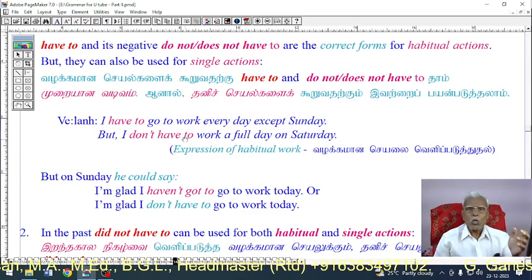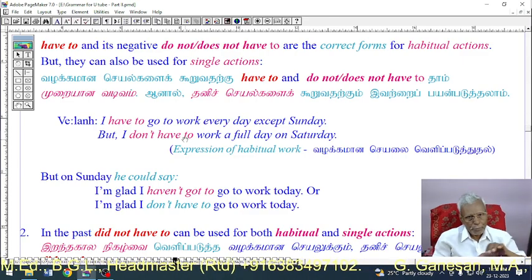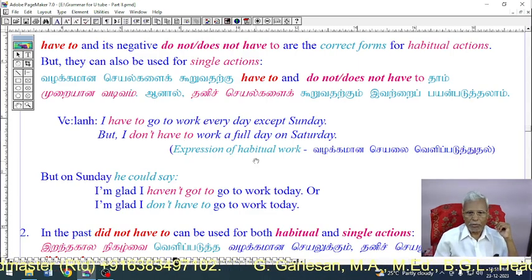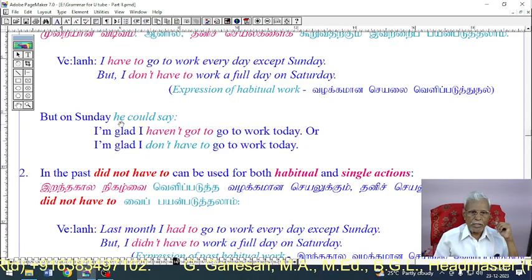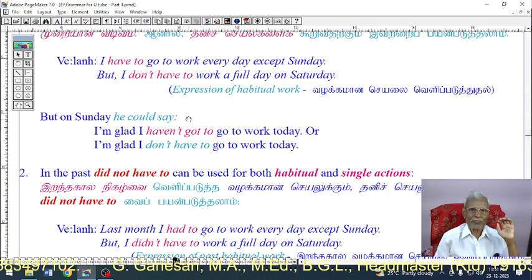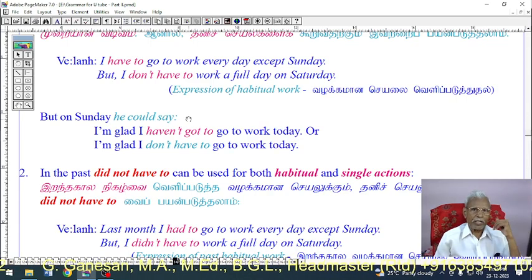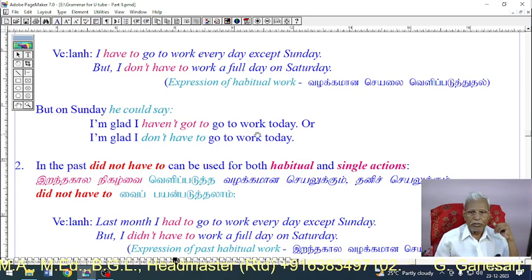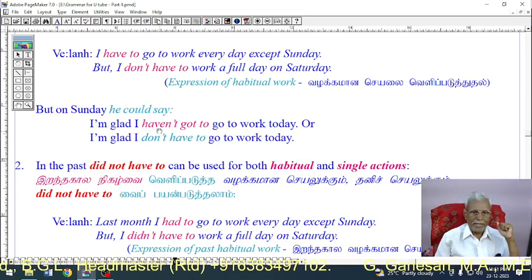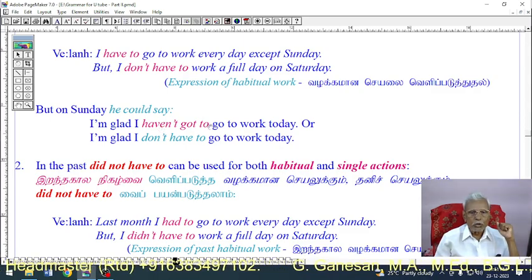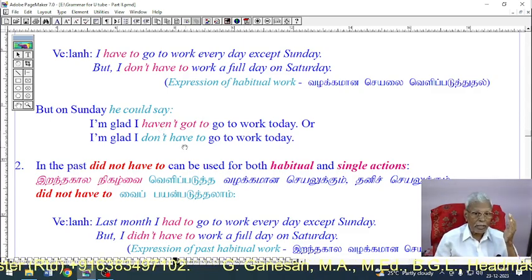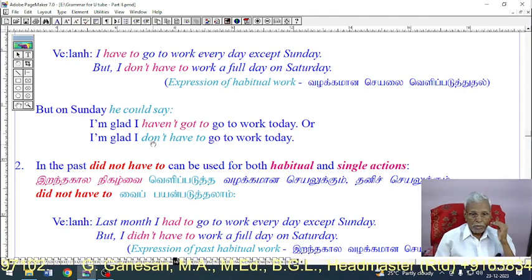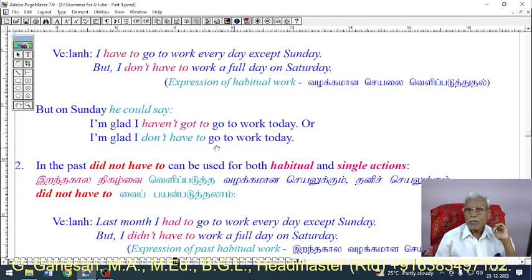So, have to or do not have to can be used either for habitual actions or for a single action. But on Sunday, you could say, I am glad I haven't got to go to work today. I have not got to go. Or I do not have to go. Either form can be used.